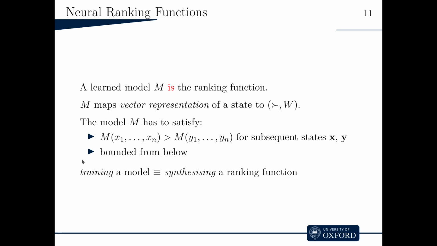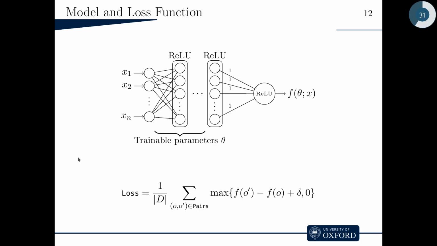Hence, this model, because it has to be a ranking function, has to satisfy that it's decreasing by a discrete amount for 2 subsequent states and is bounded from below, meaning that training a model is equivalent to synthesizing a ranking function. These two conditions are imposed by, first of all, requiring a ReLU as an output, meaning it is always bounded from below by 0, right? Because that's how a ReLU works. It's 0 for all negative numbers, and once it's positive, it just is the identity function.